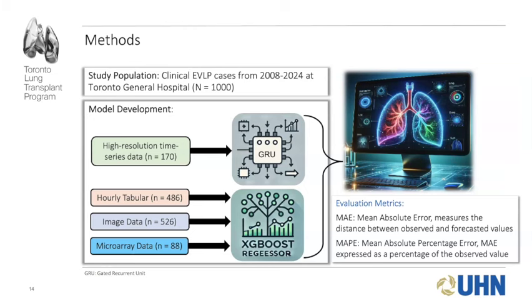MAE measures the distance between the observed and the forecasted values, and MAPE measures the same thing, but just expressed as a percentage of the observed value.